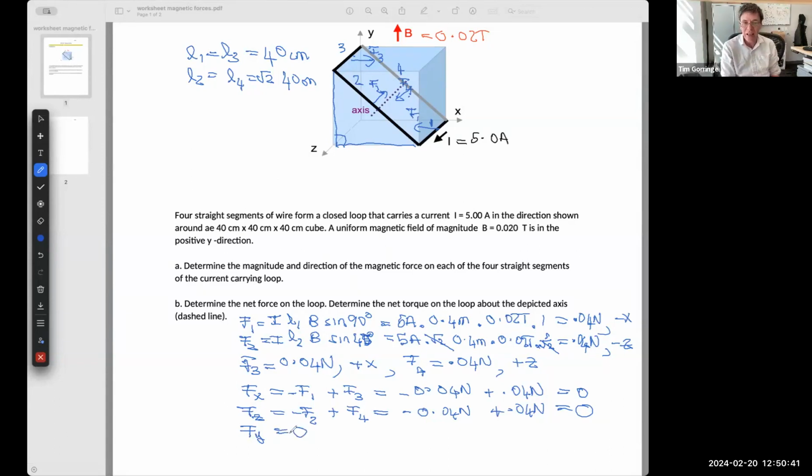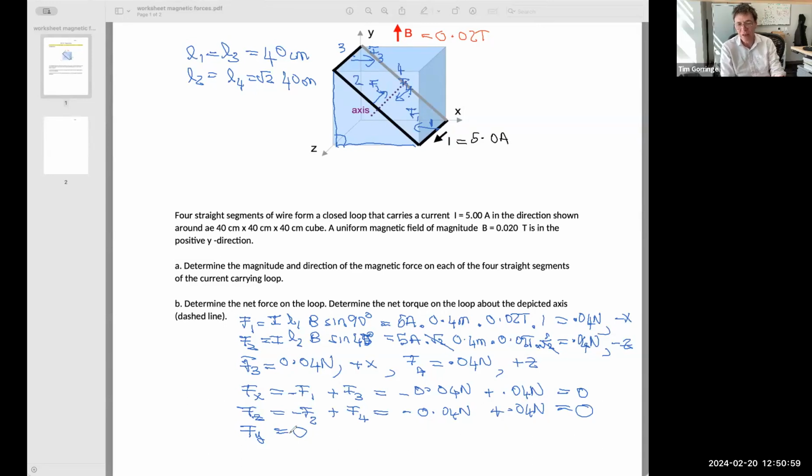And so we actually have a total force that is 0 because it has no x component, no y component, no z component. The total force on the entire loop cancels out. It's not going to start accelerating towards the left or the right, out of the page or into the page. It's got no net force acting on that loop.